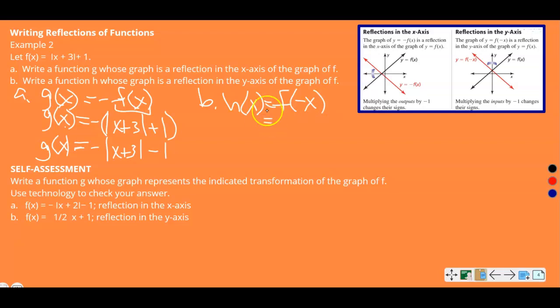So we're going to have our function, and we're going to have the absolute value of x, but now instead of x, we're going to have negative x plus 3, because this time we're changing the value of x, not y. Remember, f of x is the same as y, so we were changing the whole function. This time we're just changing the x value.